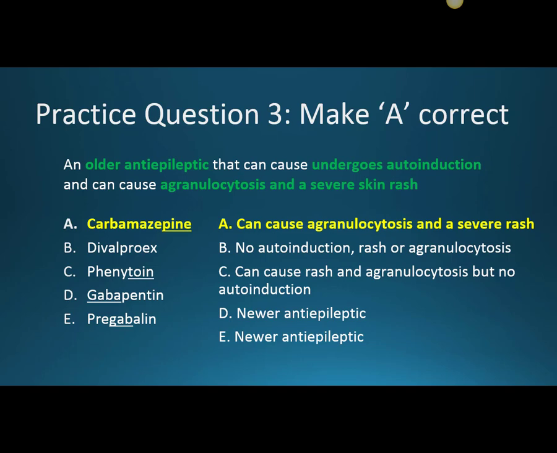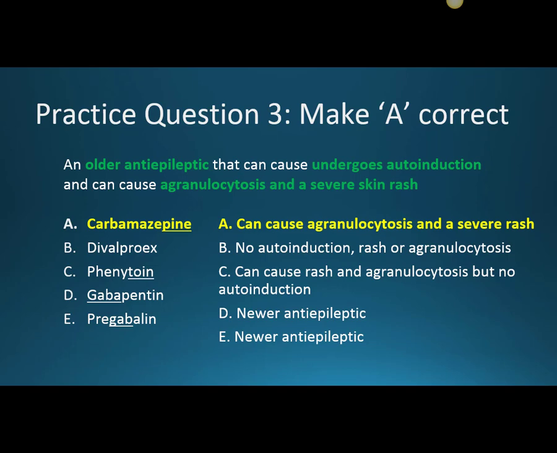And D and E, gabapentin and pregabalin, are incorrect because these are newer antiepileptic agents. So autoinduction is a form of metabolism, and basically the way carbamazepine works is it induces its own metabolism. So we'll initially see increases in serum concentration, but shortly after starting therapy, the half-life of the drug in the body decreases, which means that we're clearing the drug faster, and so this will lead to lower concentrations in the blood.